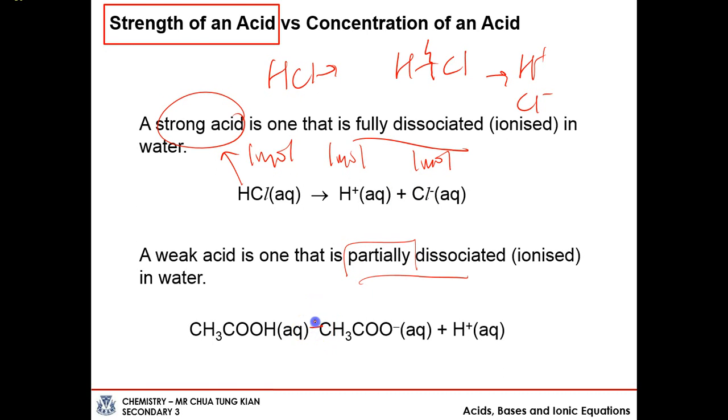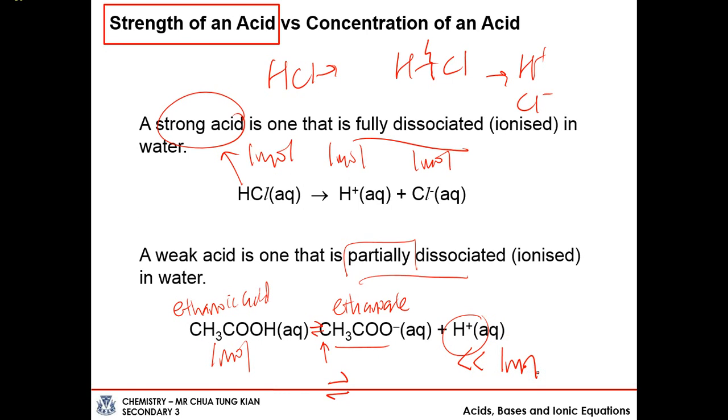For example, I have ethanoic acid over here. You notice that the arrow here is a reversible arrow. So it shows that this reaction step is not complete. And only some of the ethanoic acid molecules actually dissociate to give me H plus and the ethanoate anion. So because it is not a full 100% dissociation, if I have 1 mole of this, I will have much less than 1 mole of H plus. So this means that this acid is a weak acid versus a strong acid which is fully dissociated.